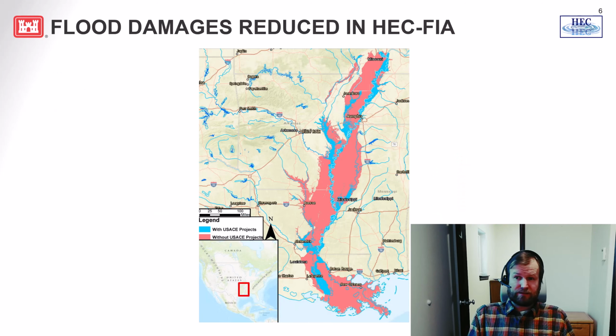And then finally, this is an example of how an inundation boundary can drastically change with the removal of core reservoirs and levees. SWMS and FIA can not only calculate annual damages reduced, but by providing maps like the one shown here, it can help inform the country on the value provided by USACE projects.